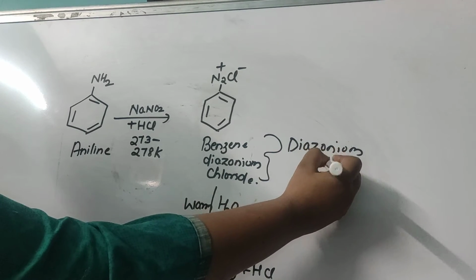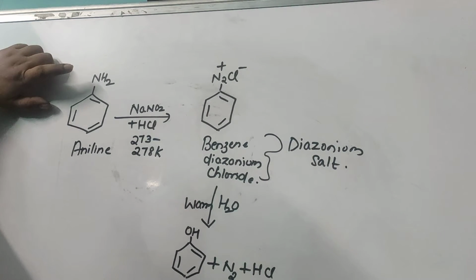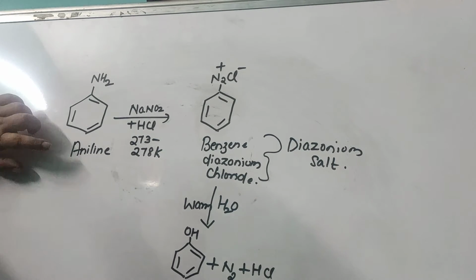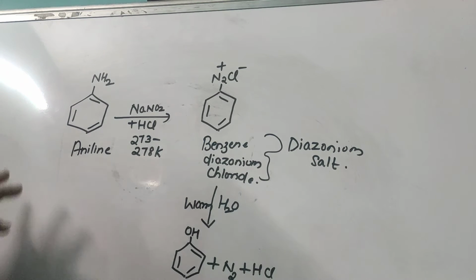So the first process is what? Diazonium salt is formed by treating a primary aromatic amine. This is an example; you can take any other aromatic primary amine also. Here they have taken aniline, right? With nitrous acid. Nitrous acid is nothing but NaNO2 plus HCl, and the temperature is 273 to 278 Kelvin.